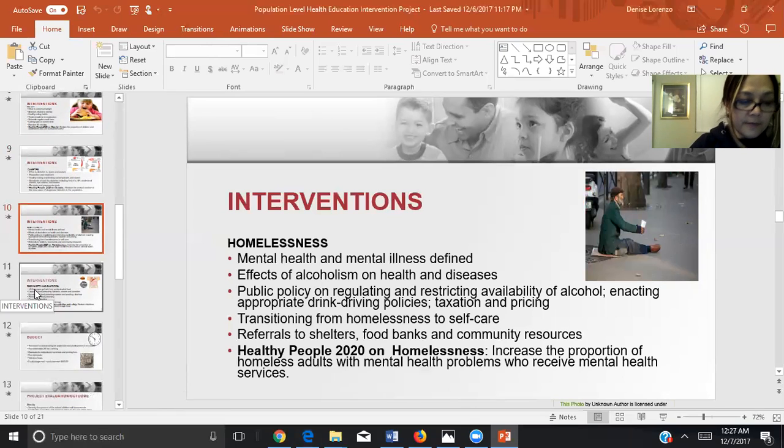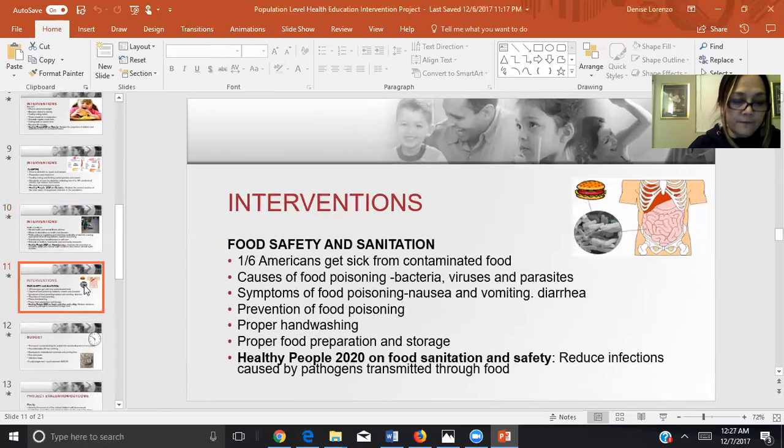The next intervention will be on food sanitation and safety. Clients were educated on statistics on foodborne illnesses: 1 out of 6 Americans get sick from contaminated food; causes of food poisoning, bacteria, viruses, and parasites; symptoms of food poisoning, including nausea, vomiting, diarrhea; and prevention, proper hand washing, proper food preparation and storage.